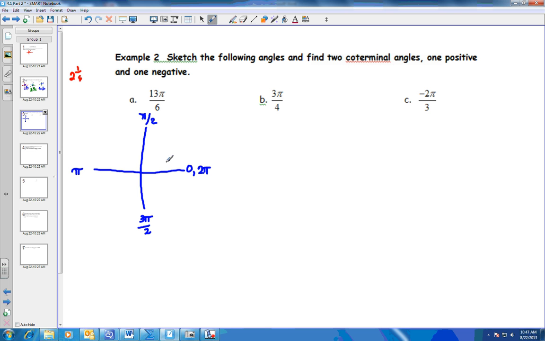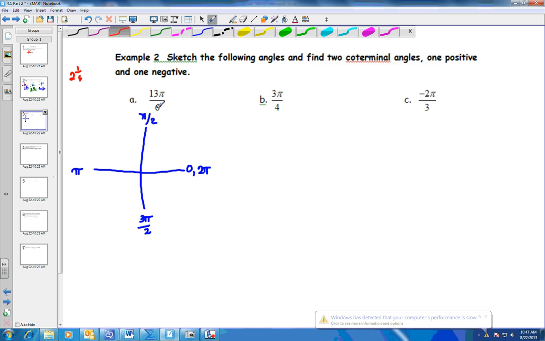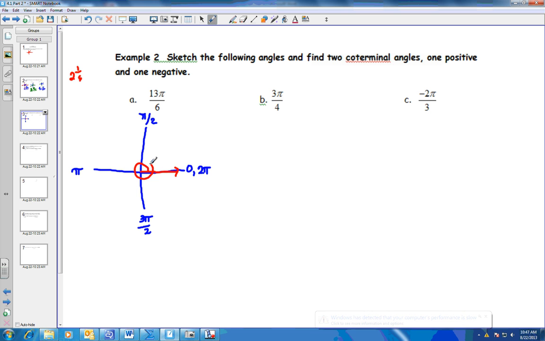Okay, so I'm going to go ahead and draw that. And you can think of it as a sixth of the way to pi because it's 13 pi over 6. So I'm going to start with my initial position. I'm going to go around 2 complete revolutions. There's 1, there's 2, and then a sixth of the way, 1/6 of pi. So a sixth of the way to pi, this is pi over 2, a sixth would be somewhere in this first quadrant. Okay, so there's my angle.